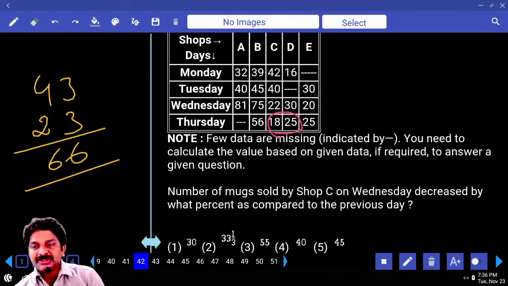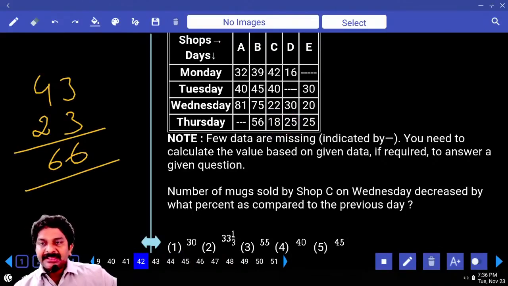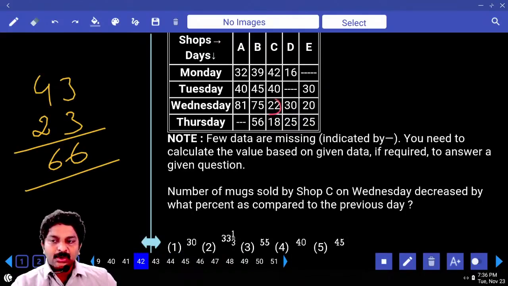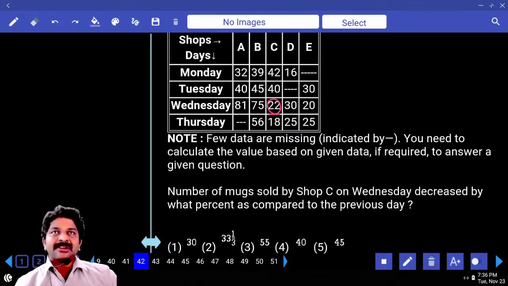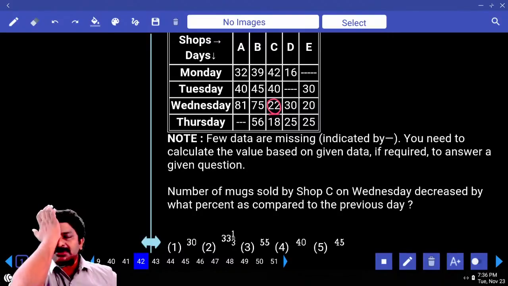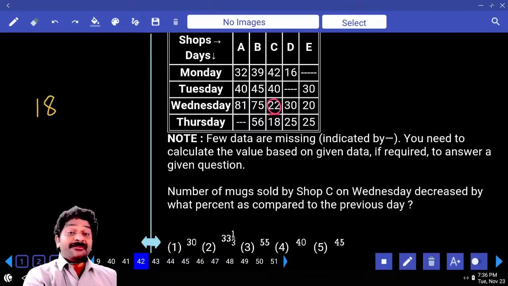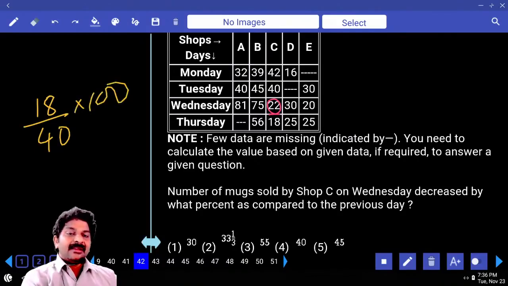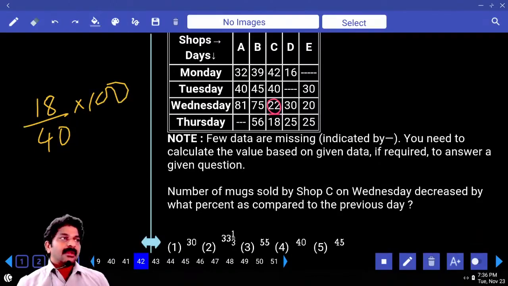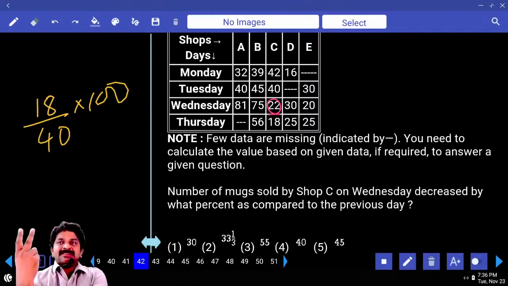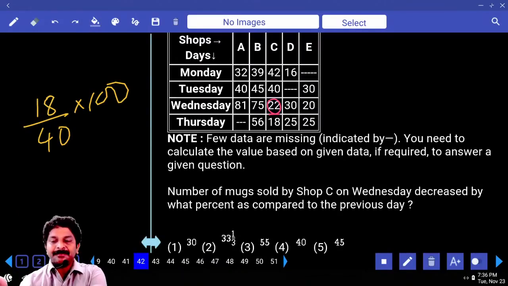Number of mugs sold by shop C on Wednesday: 22. Decreased by what percent as compared to the previous day? The previous day it was 40. It becomes 22, decreased by 18 from 40, times 100. Correct? What is 50%? And the numerator is how much less? Which is 5% less. Answer 45%. Right.